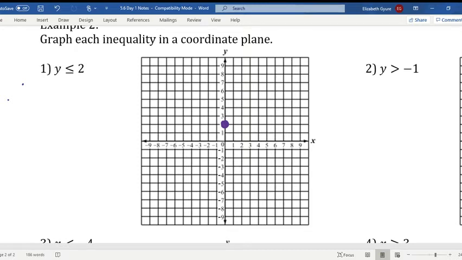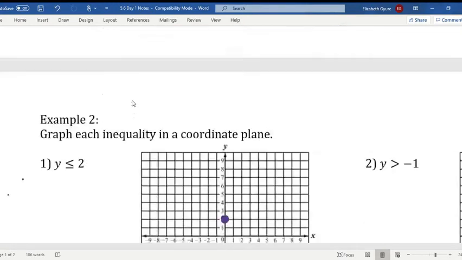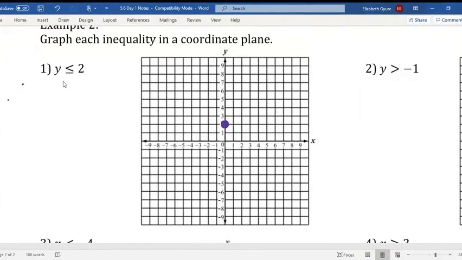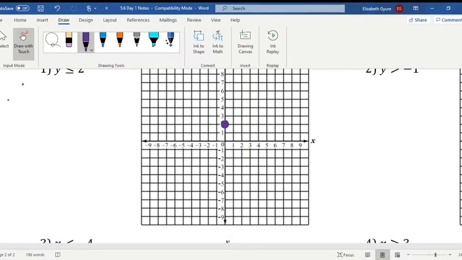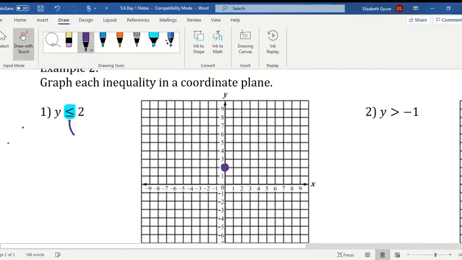Now, here's where our two steps that we just learned up here come into place. This is a less than or equal to symbol. So if you need to look back, if we have a less than or equal to, what do we think? Should we use a solid line or a dotted line? Yeah, very good. If this is our symbol, then this means we need to use a solid line. So we are going to put a solid line through 2, just like this.